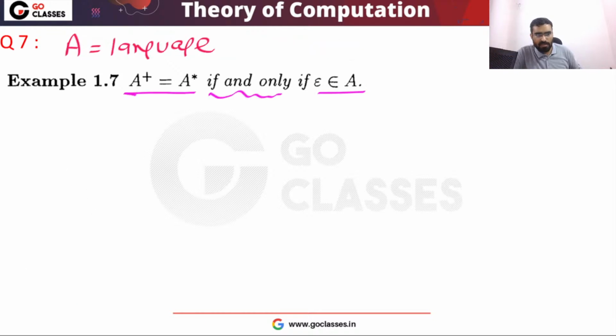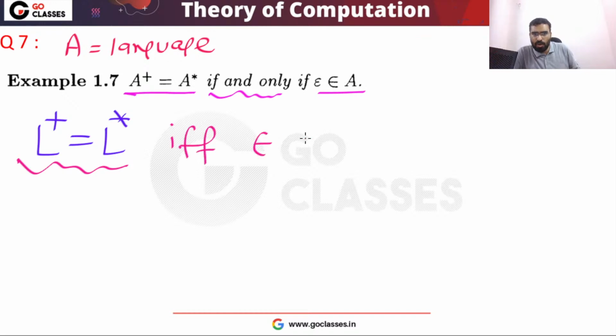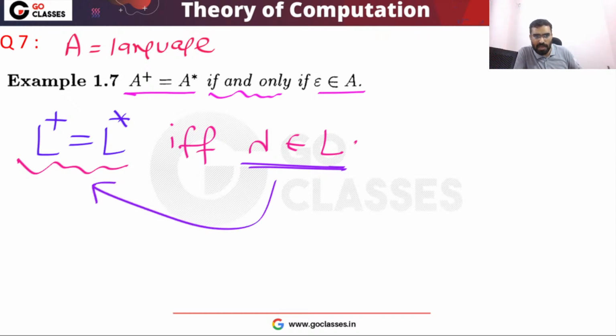Just think about it. Can I say that L plus and L star, when will they be the same? They will be the same if and only if the empty string belongs to L, correct? This we have already seen. Because when the empty string belongs to L, this will happen. So when this happens, then this will happen. And when this happens, then this will happen.